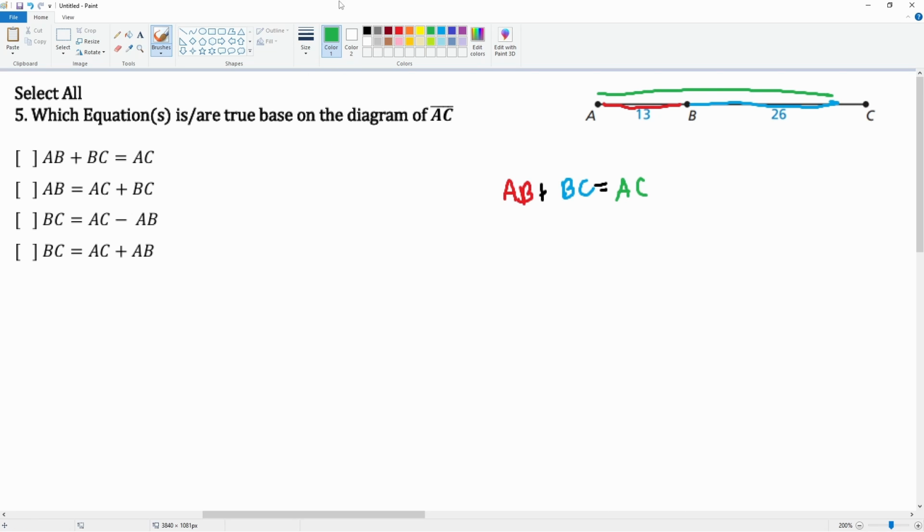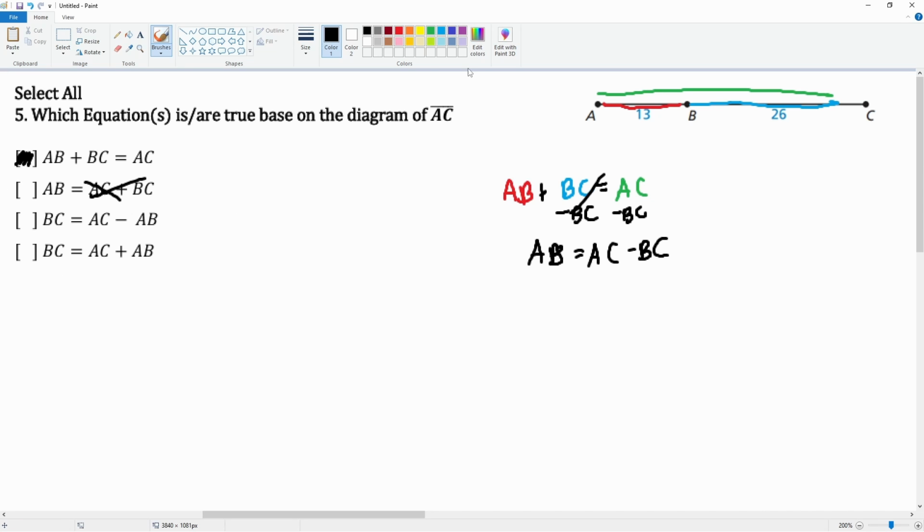So, that's the first one, so that works. Let's see, we can solve for AB by itself. To get AB by itself, it looks like we have to subtract BC from both sides. So AB is going to be equal to AC minus BC. Is that what it looks like? Nope, so that is incorrect.